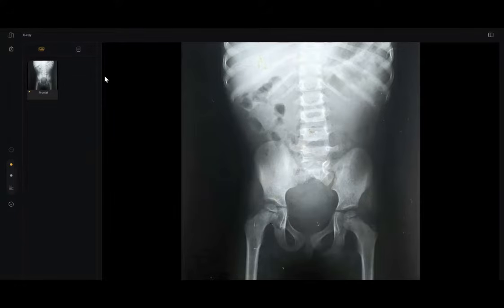The rest of the visualized bones appear normal. No fracture seen, no other soft tissue abnormality seen. So, given these findings on this X-ray, the most likely diagnosis is a neural tube defect, most likely meningocele or spina bifida. So, I would advise MRI of the lumbosacral spine of this patient and referral to the pediatric team.